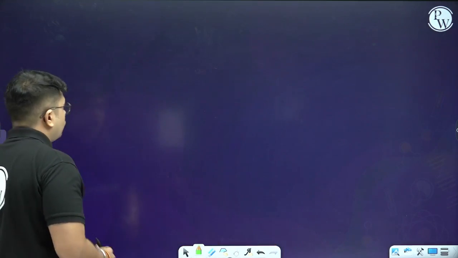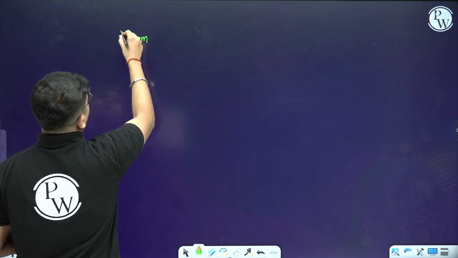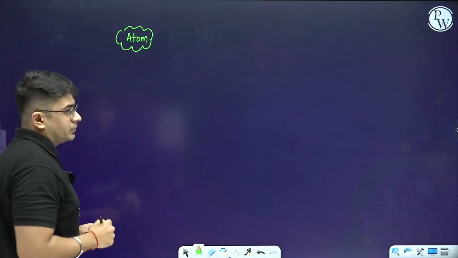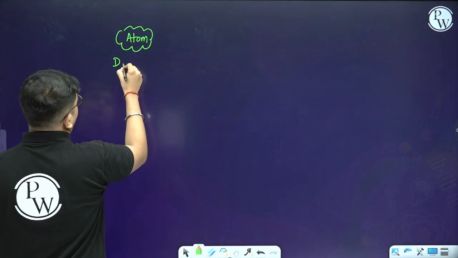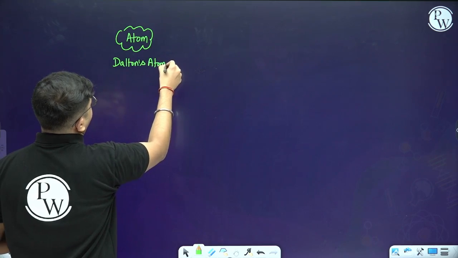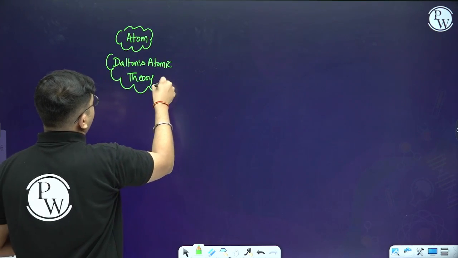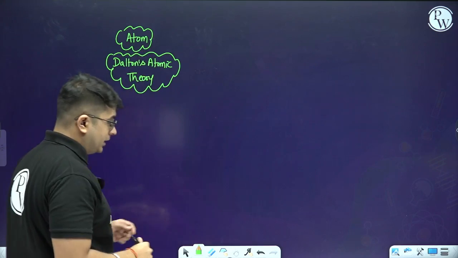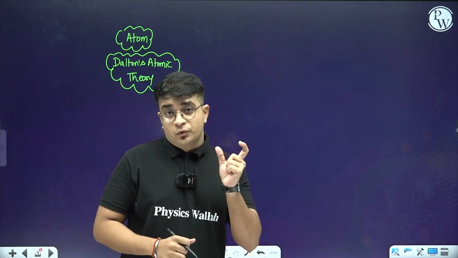Now if I talk about the flow of this entire chapter, I can say we can start with the basic analysis of atom. And this basic analysis of atom has certain limitations also, but we can talk about this part, atom, with the help of Dalton's atomic theory. Now, this Dalton's atomic theory may not talk about the actual structural analysis of the atom, but it also talks about the term atom.